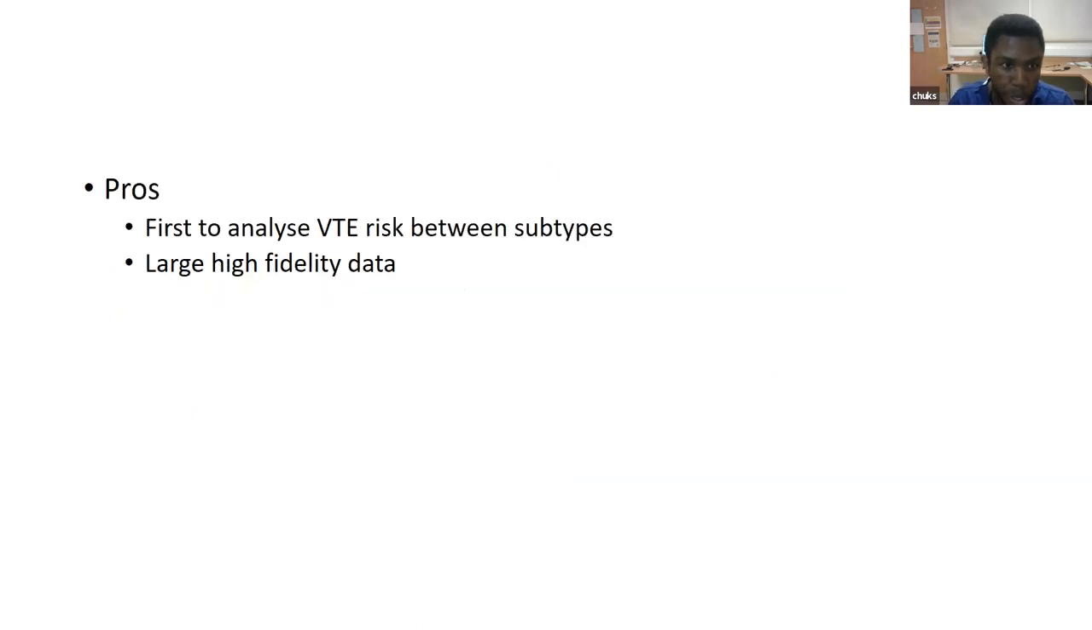But in terms of pros and cons, I think a pro is that it's the first to really look at this. I think that's pretty interesting. It's using large data sets that are measured with quite good fidelity. So I think there's a lot of accuracy, whether the spread of the data could be skewing the results, as you suggested, is another issue. But again, I think the data is of pretty good quality.